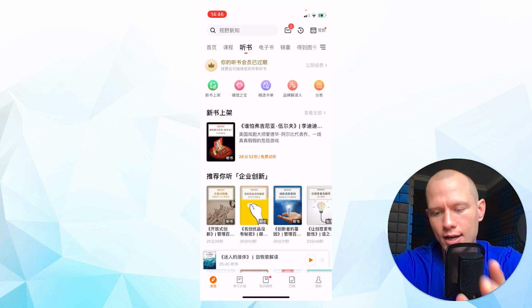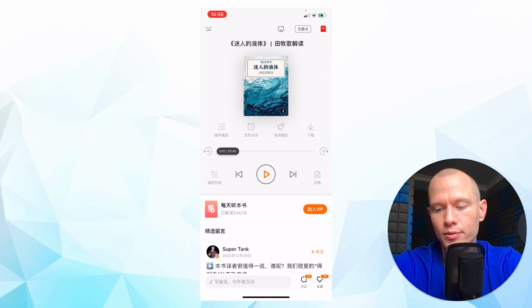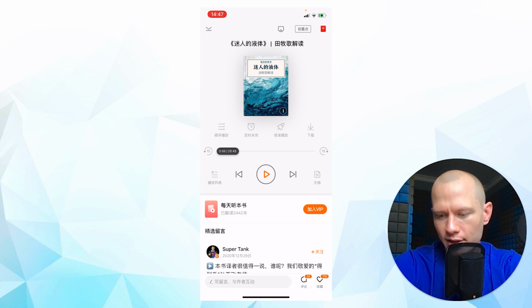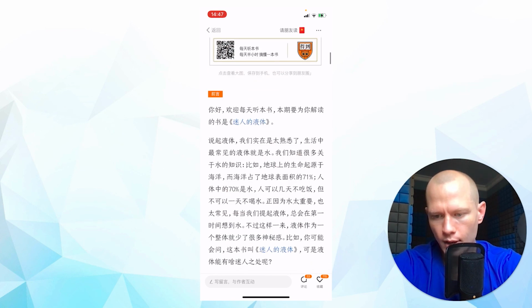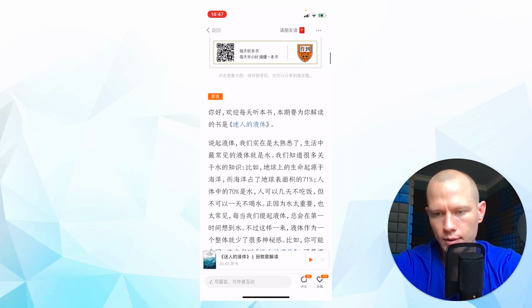And it comes with a 文稿, which means transcript rather. This is just the one that I listened to the other day. 迷人的液体, so the fascinating liquids, mystical liquids or whatever. I would just literally click on 文稿 on the right here, and open up the 文稿, the transcript, and hit play.